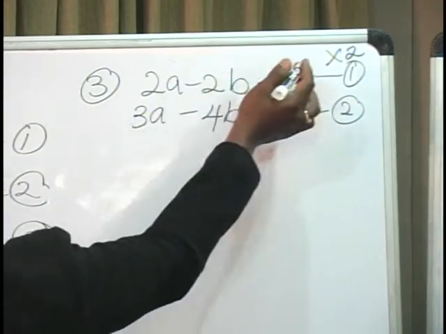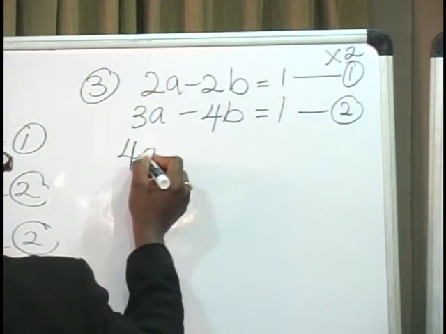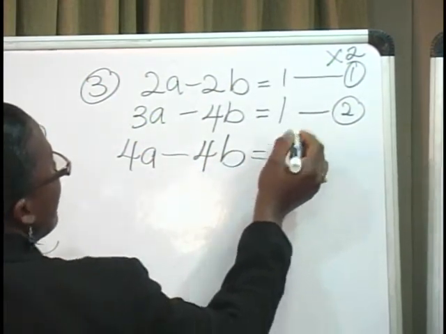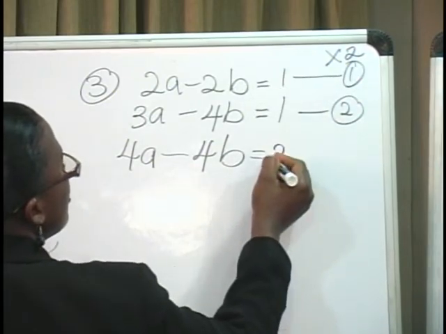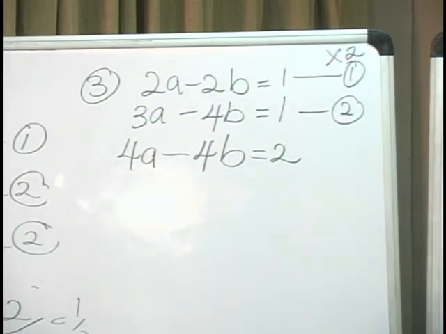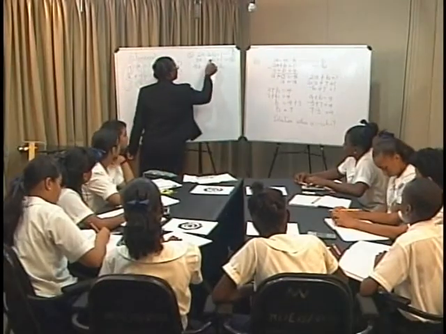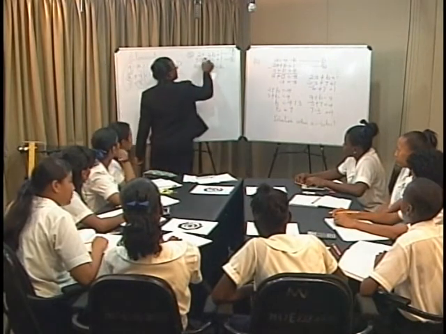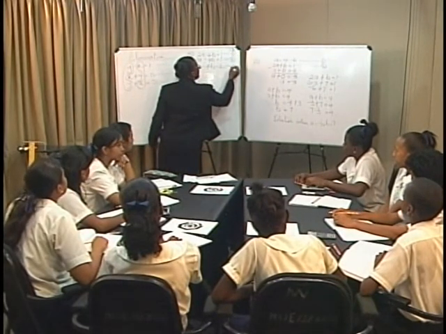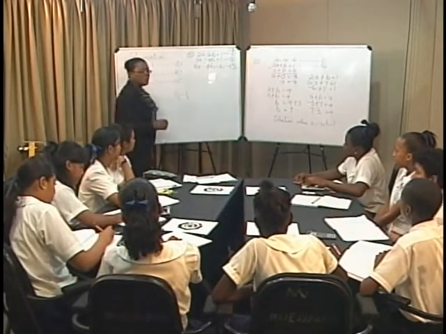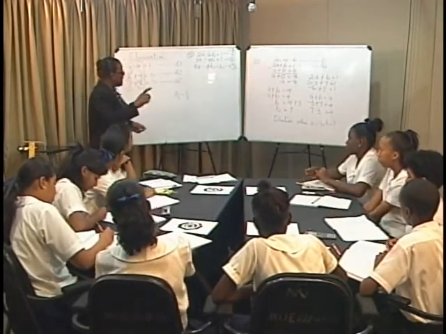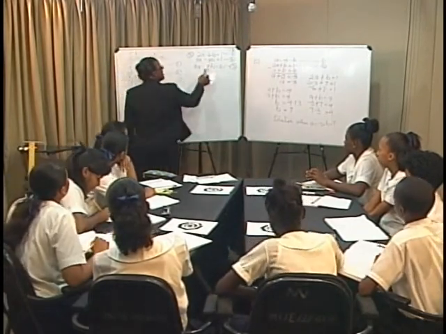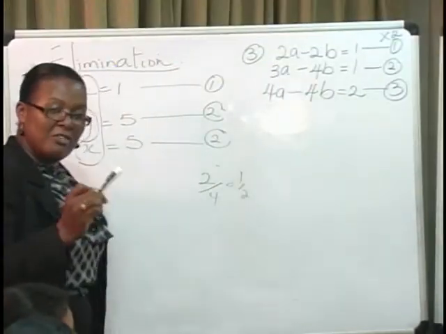So let's go. 2 2s are 4 A's. Take 2 2s are 4 B's. And that would give us 2 by 1 gives us 2. So here we have made the coefficient of the B the same. So we have changed equation 1 by multiplying by 2. So we're going to call this equation 3. That's our new equation. So the first thing, we lined them up. The second thing, we made the coefficients the same in one variable.